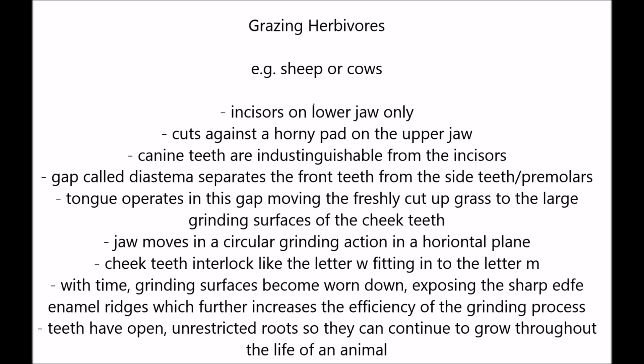There is a gap called the diastema which separates the front teeth from the side teeth. The tongue operates in this gap, moving the freshly cut grass to the large grinding surfaces of the cheek teeth. The jaw moves in a circular grinding action in a horizontal plane. Cheek teeth interlock like the letter W fitting into the letter M.